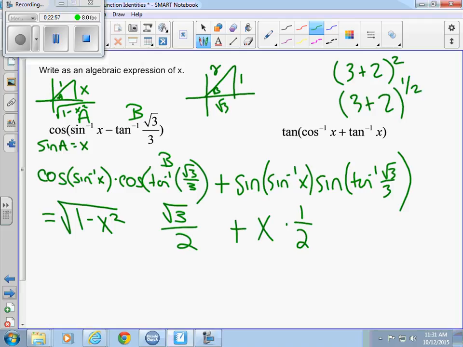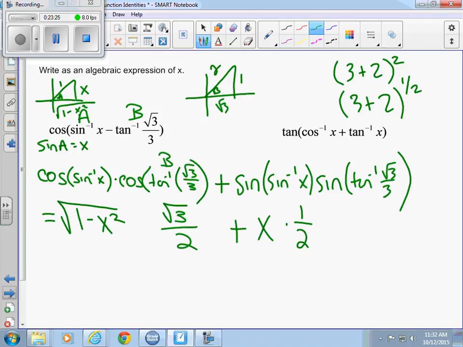Can you distribute the 1/2? No, you can't distribute exponents over pluses and minuses. So a square root is a 1/2 power, right? It cannot be distributed over plus or minus. The square root of 1 minus x squared is just the square root of 1 minus x squared. Is this an expression just with x in it? Yes, so we are done. That's what the question asks us to do. Write as an algebraic expression of just x.